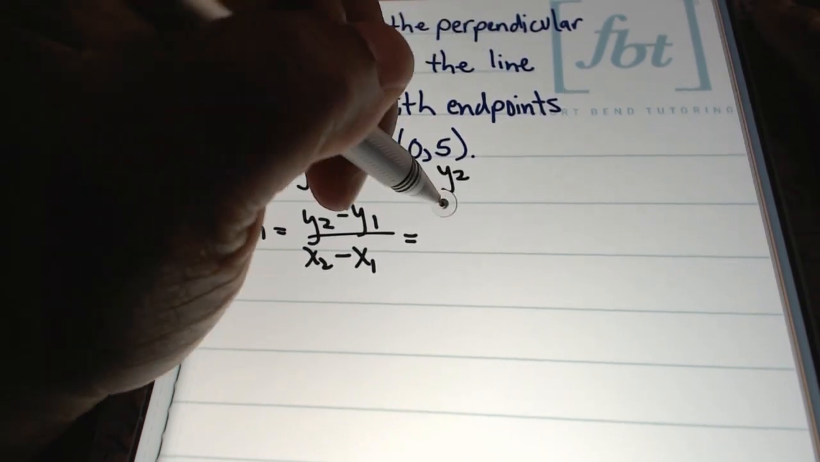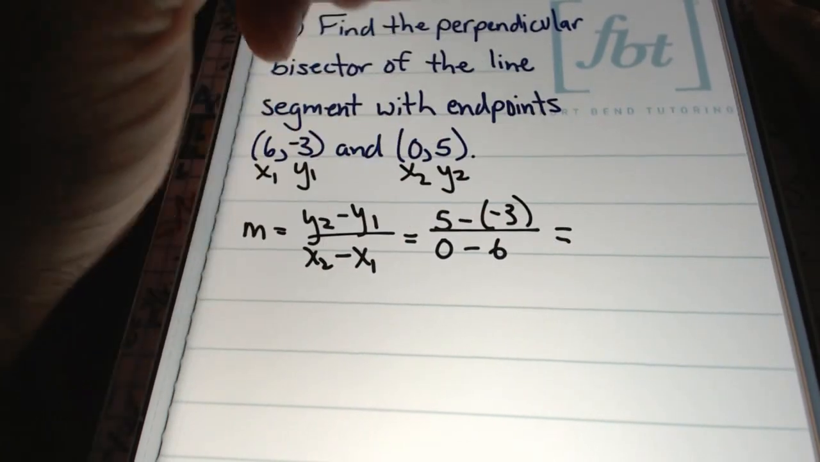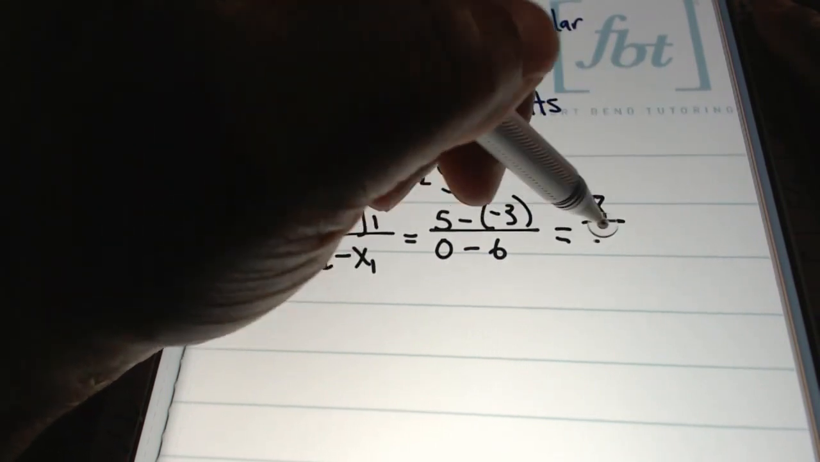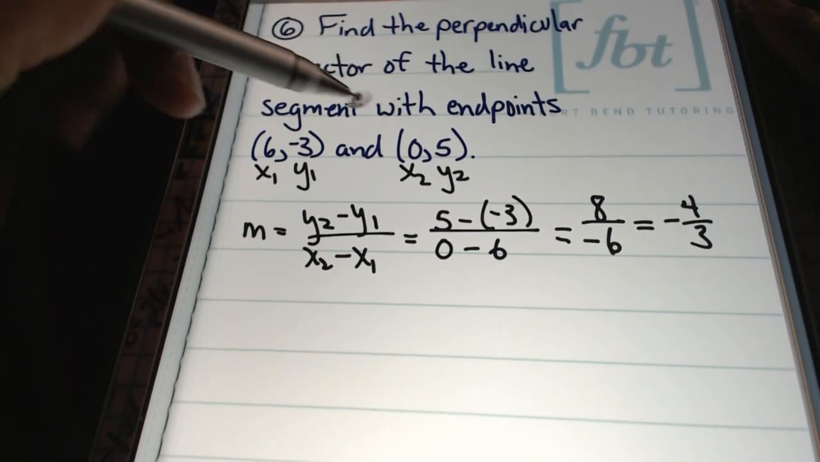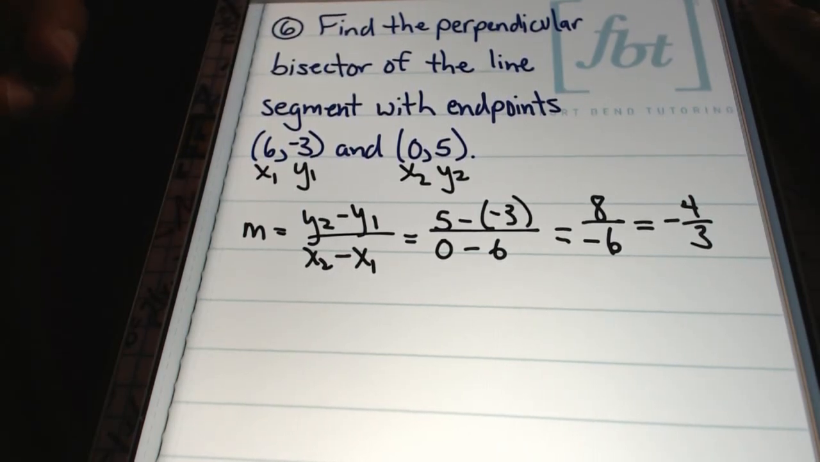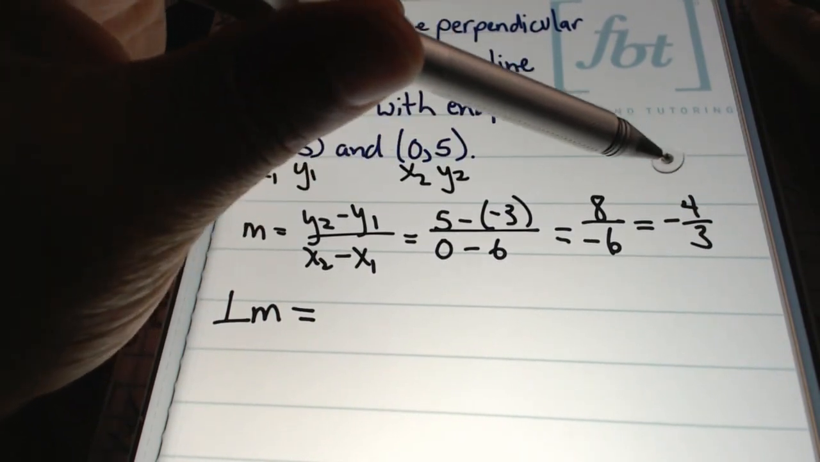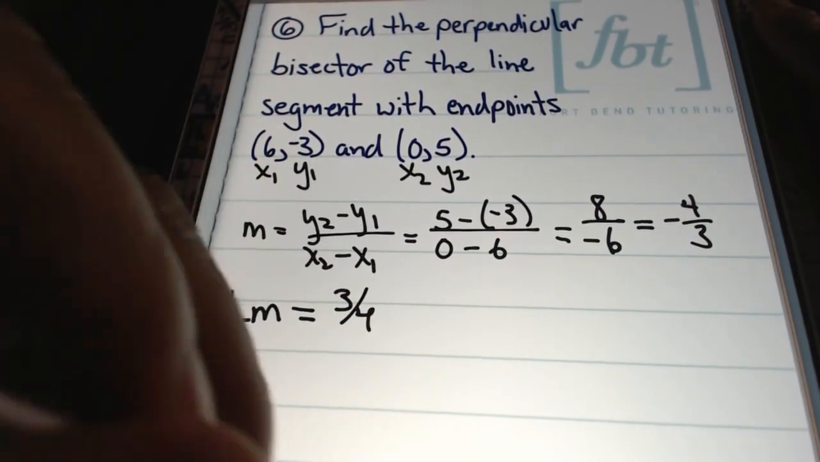Plugging in our values, we'll have 5 minus -3 divided by 0 minus 6. In the numerator, 5 minus -3 is equivalent to 5 plus 3, right? So we'll end up with 8 over -6, which reduces to -4/3. So the slope between the given points, our endpoints, is -4/3. However, a perpendicular line slope to this is going to be the opposite reciprocal. That means we need to change the sign and flip the slope that we just solved for. Because in order to find the perpendicular bisector, you need to find the slope of the given points and then find their opposite reciprocal. So we end up with 3/4 for the slope that we'll be using.